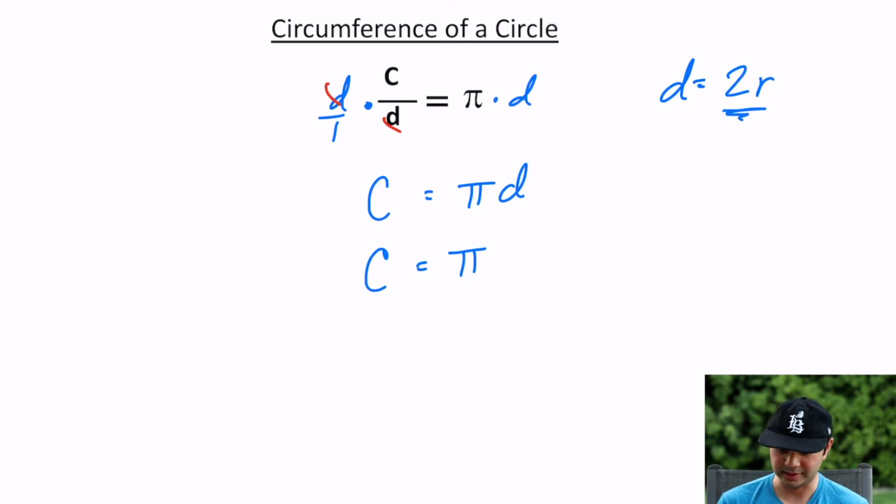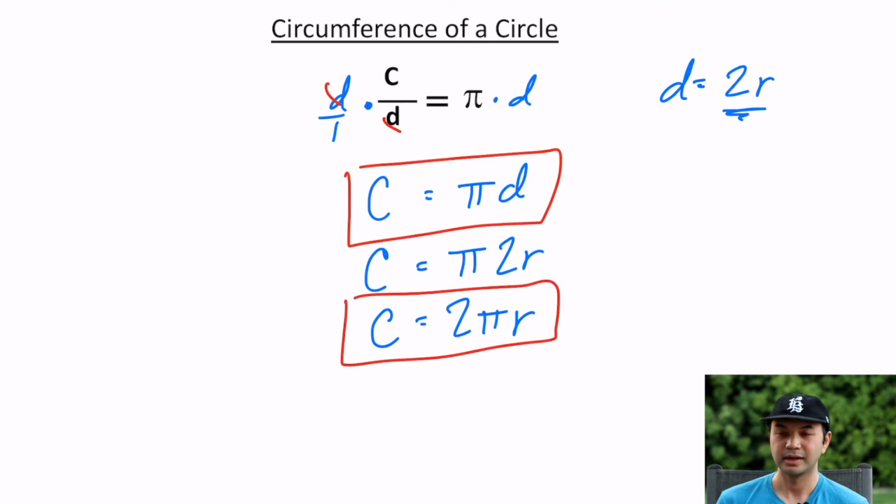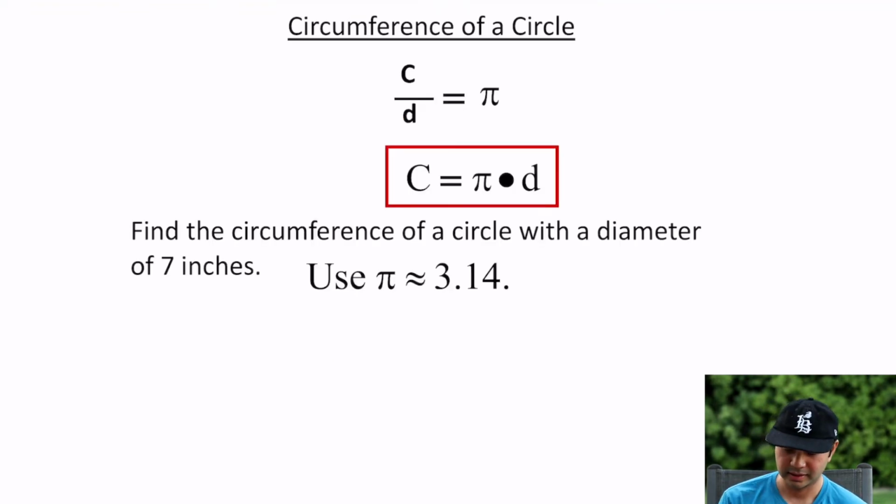So instead of diameter, I could say 2r, or you're probably used to seeing 2 pi r. So we have these two, and they mean the exact same thing. It doesn't matter which one you use. One is given the diameter, one's given the radius. As you can see here, so let's do an example, a simple one first.